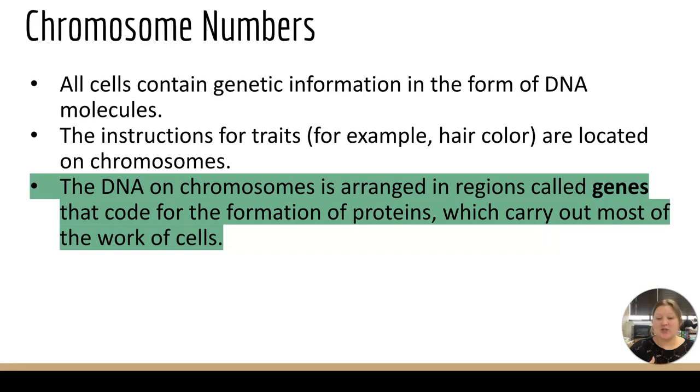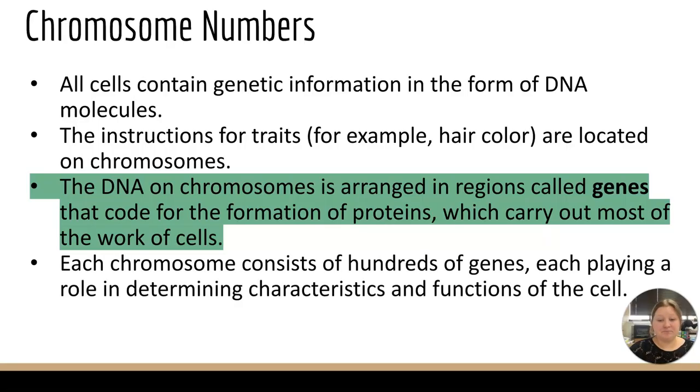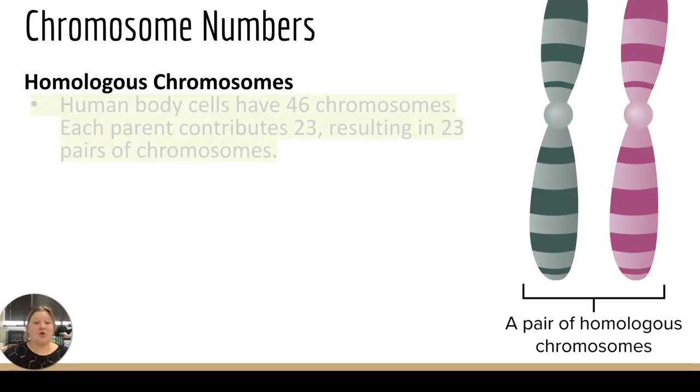It has the directions for everything about you, how you look, how your body runs, everything is on or in those genes. And each chromosome consists of hundreds of genes, each playing a role in determining the characteristics and the functions of the cell. All right, so here are homologous chromosomes.